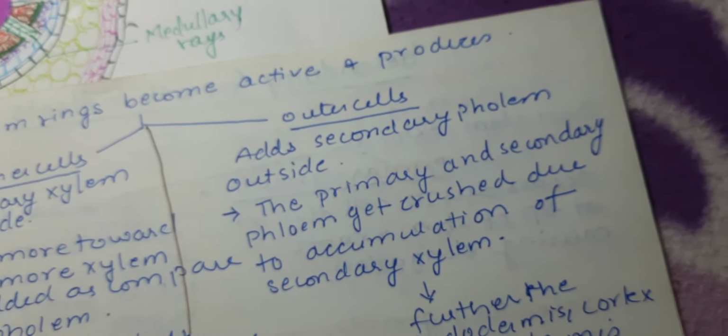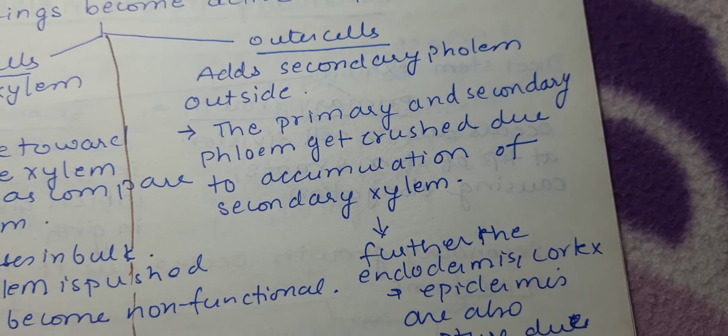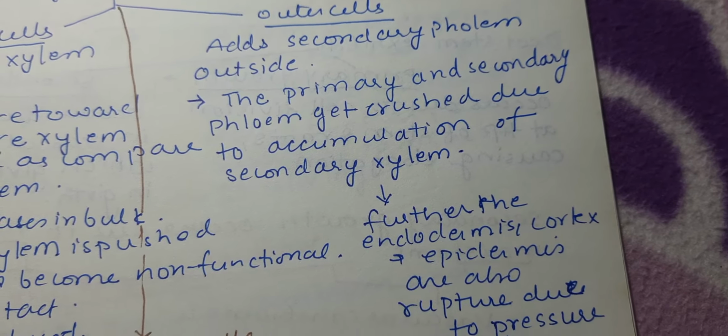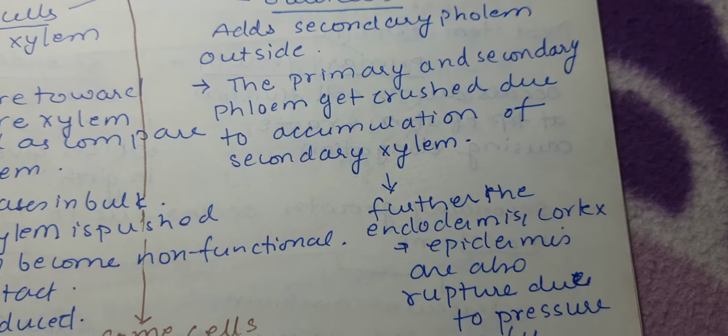So if you see secondary phloem, the primary and secondary phloem get crushed due to the accumulation of secondary xylem because the activity is more toward the inner side.